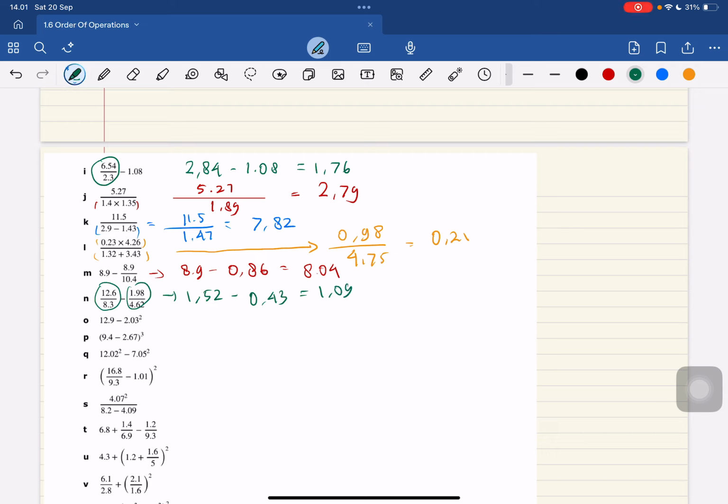Okay, we got minus, subtraction, and indices. Indices is higher than minus. So let's make it 2.03 squared. So it's going to be 12.9 minus 4.12. So let's write it. Let's calculate it. 12.9 minus 4.12. This answer is going to be 8.78.